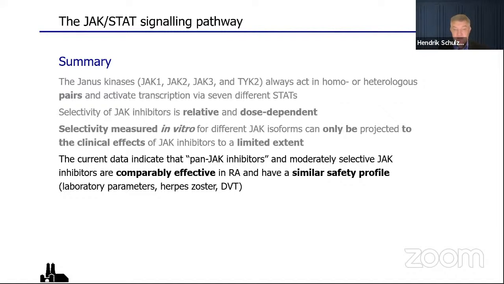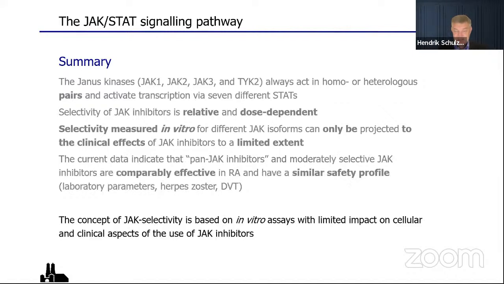The current data indicate that pan-JAK inhibitors and moderately selective JAK inhibitors are comparably effective in rheumatoid arthritis, and they also have a very similar safety profile. Also, again, arguing that it doesn't matter whether you have a fully specific or a completely unspecific JAK inhibitor. And finally, my last word is the concept of JAK selectivity is based on in vitro assays, with very limited impact on cellular and even less clinical aspects of the use of JAK inhibitors. With this said, I thank you very much for your attention, and I hope I have provided the stage for the discussion.